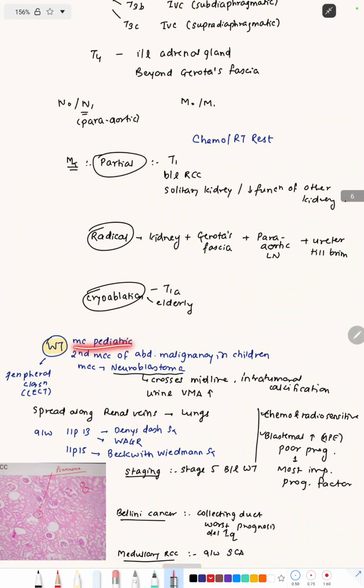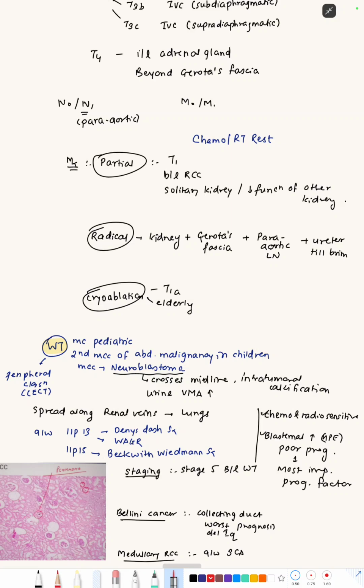Wilms tumor is the most common pediatric renal tumor. It is the second most common cause of abdominal malignancy in children. The most common cause of abdominal malignancy is neuroblastoma. The difference between neuroblastoma and Wilms tumor is that neuroblastoma crosses the midline, while Wilms tumor does not cross the midline.